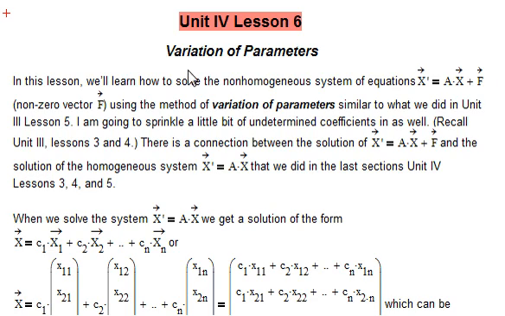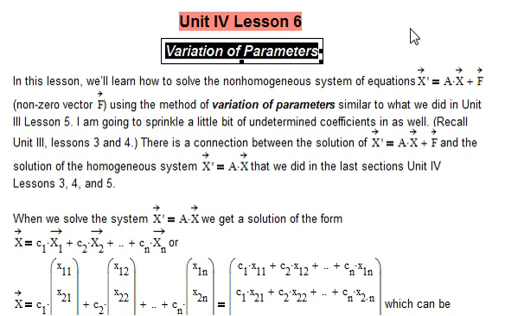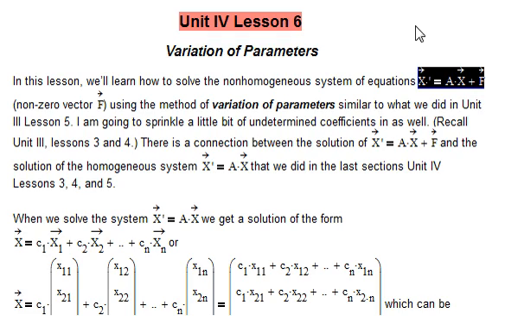This lesson is about variation of parameters, and I'm going to sprinkle in a little undetermined coefficients. We're going to learn how to solve the non-homogeneous system of equations x prime, that's vector x prime, equals matrix A times vector x plus some additional vector function f, for f a non-zero vector.